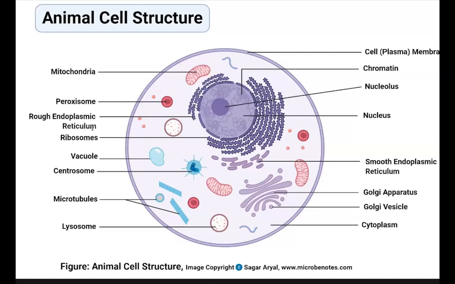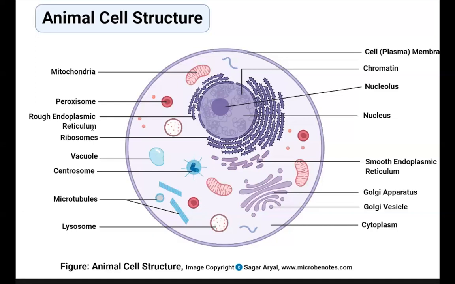After that, let's talk about the smooth endoplasmic reticulum. The smooth endoplasmic reticulum is sort of different from the rough endoplasmic reticulum, and one defining feature is that the smooth endoplasmic reticulum does not have ribosomes attached to it, and it is found near the smooth membrane.